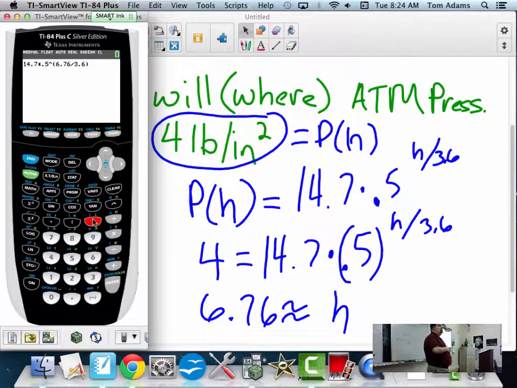If I did my work. Now will it be exactly 4? Why? Because I rounded, right? Because the calculator rounded it a little bit. So it's 3.9999, whatever. Okay? Any questions? No?